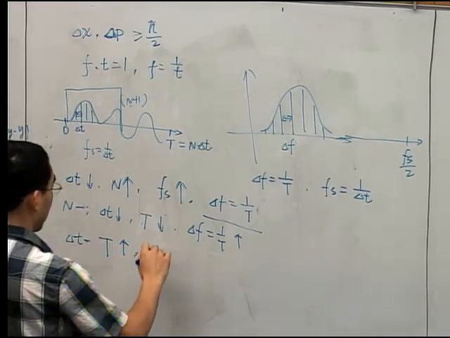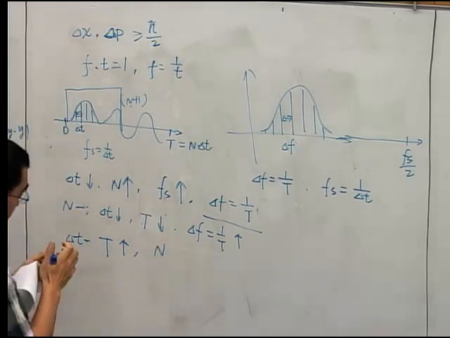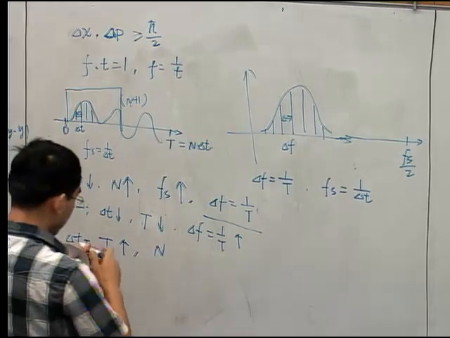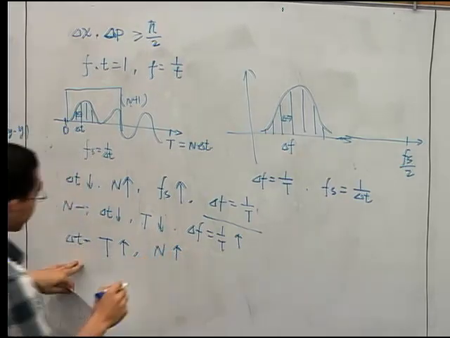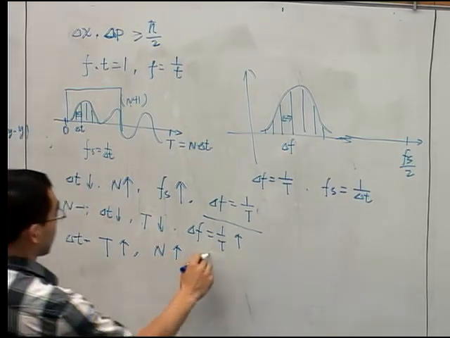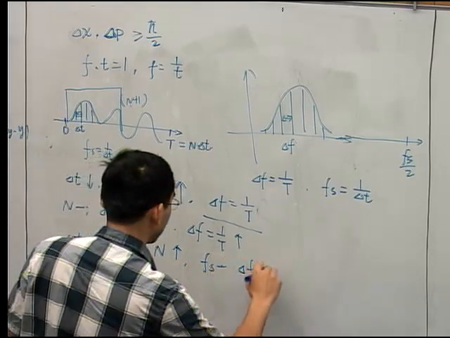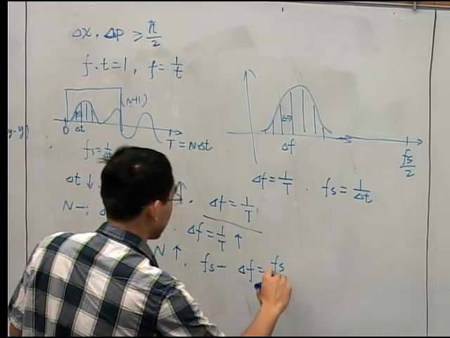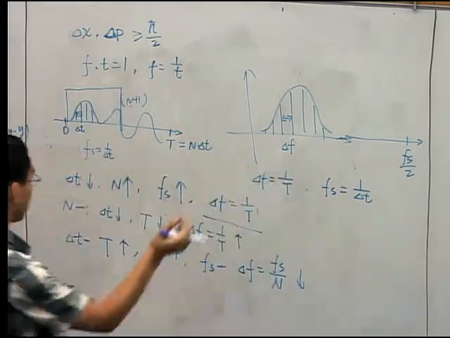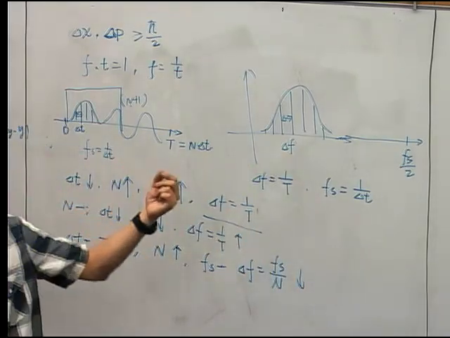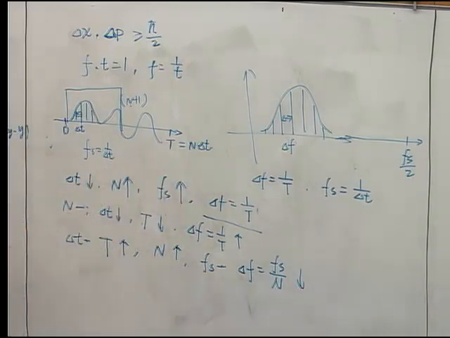That means you have more points, but your fs doesn't change, right? Your fs doesn't change. So your delta f equals fs over N. This one is reduced, so you have a higher resolution in the frequency domain.